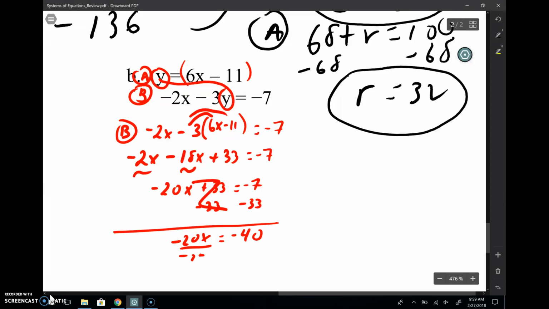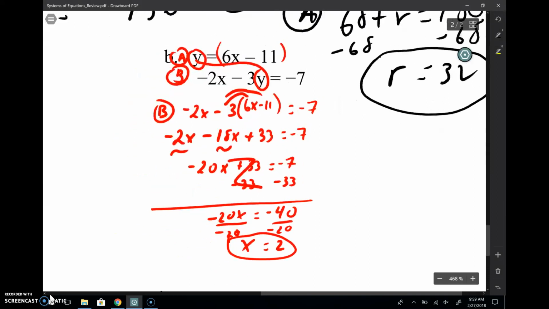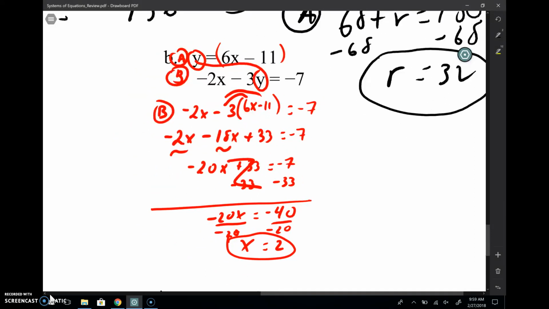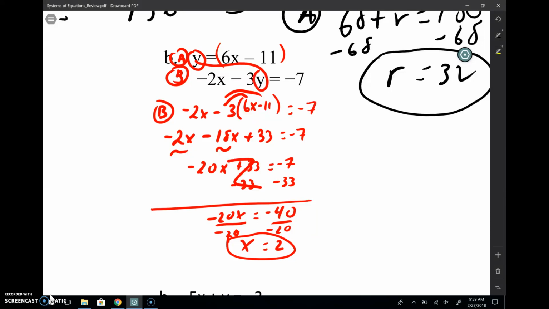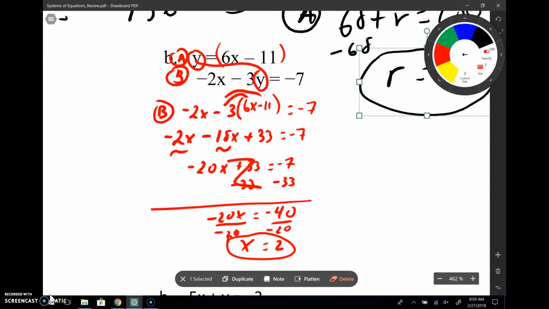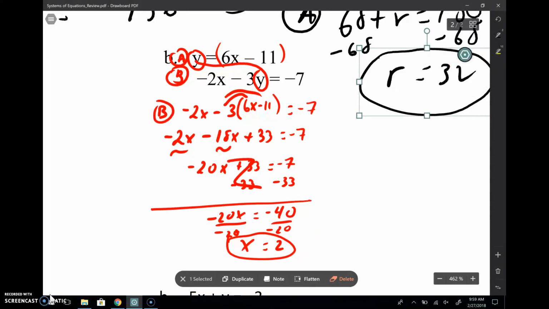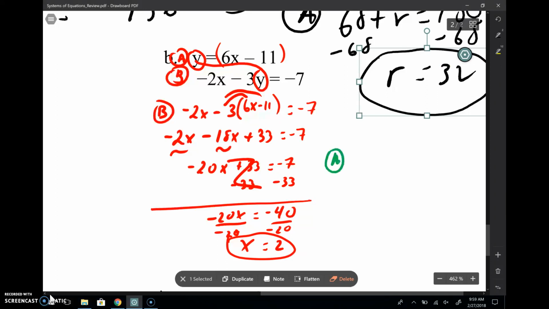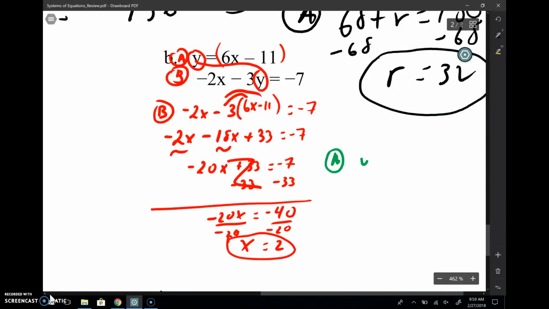Divide both sides by negative 20, and negative divided by negative is positive, so x is equal to 2. We're not done though. We're not finished, because now we need to find y. We have x, so now we need to find y. If we go back to our original equation, equation A is already set to y. So y is equal to 6x minus 11.